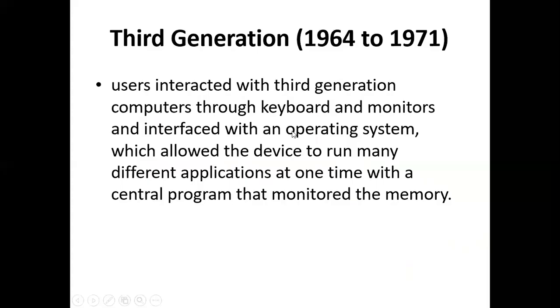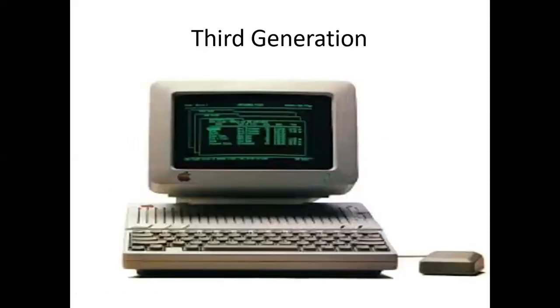Now, in the third generation of computers, keyboards and monitors or display units were also introduced. And it was now possible for computers to handle more than one task at the same time. So this is the third generation of computers. First generation, vacuum tubes were used for the circuitry. Second generation, transistors. Third generation, integrated circuits were introduced.